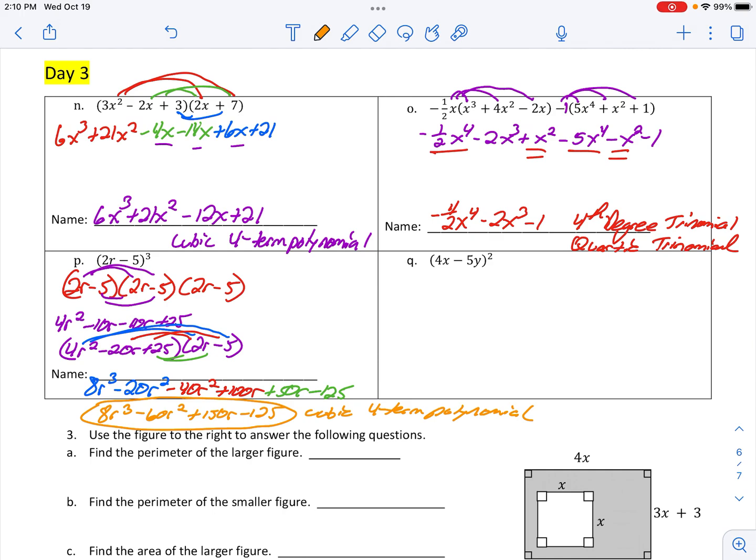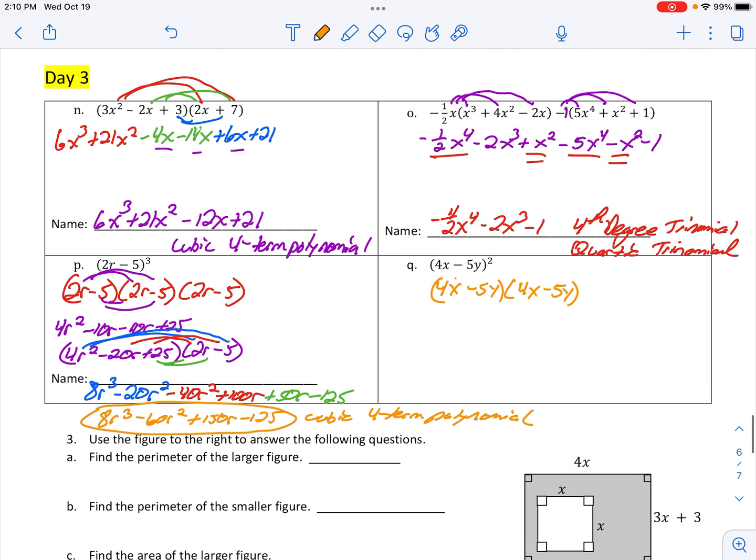All right, last one there for Q. Expand it out and distribute. We're all about distributing. We're not going to name this one because it gets a little funky with having the x squareds there. So 16x squared minus 4x times 5y is 20. Put it in alphabetical order. And then alphabetical order again.